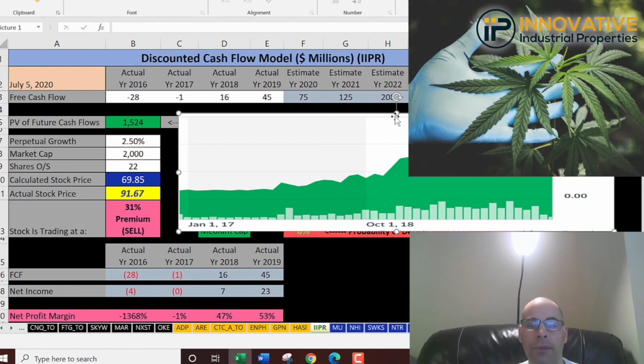If I really felt the future of the cannabis industry was going to be strong and this company was going to be the leader, maybe I would buy the stock, even though my model says not to buy it. I don't just rely on the model. The model is just one reference point I have.